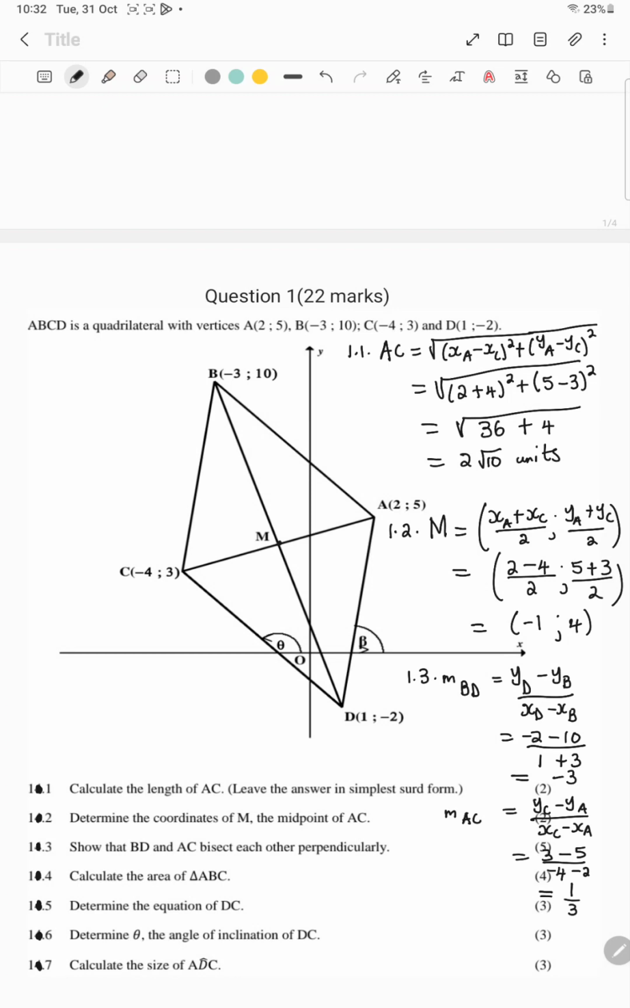All right, and what do you do next? So now you just have to prove that MBD times MAC is negative 1, which you can see is going to be the case. So MBD times MAC is equal to negative 1. We can see that negative 3 times 1 over 3 indeed gives us negative 1. So therefore, that means that BD is perpendicular to your AC. Alright.